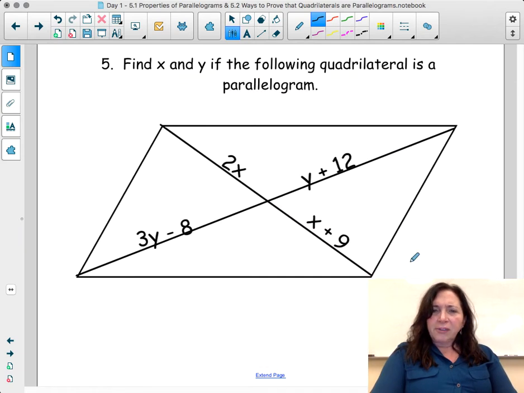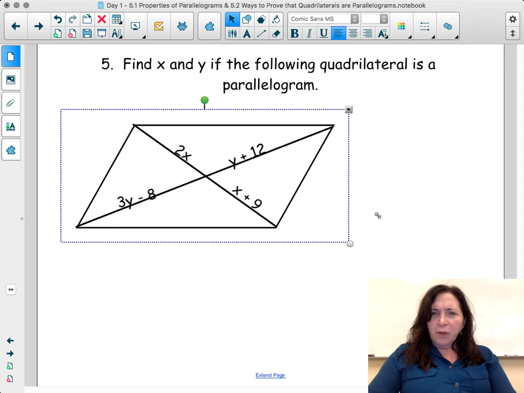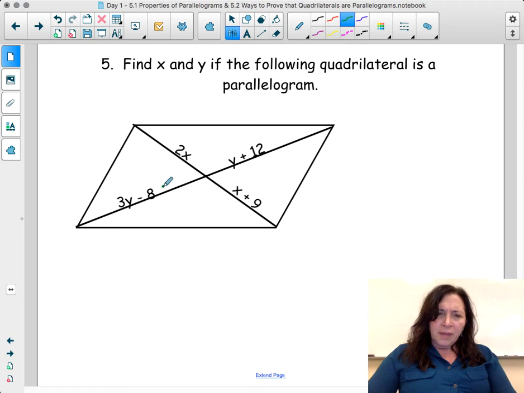So a few more practice problems just before we go. Find x and y for the following quadrilateral. If the following quadrilateral is a parallelogram, find x and y. Well, if it is a parallelogram, then you do know that the diagonals bisect each other.